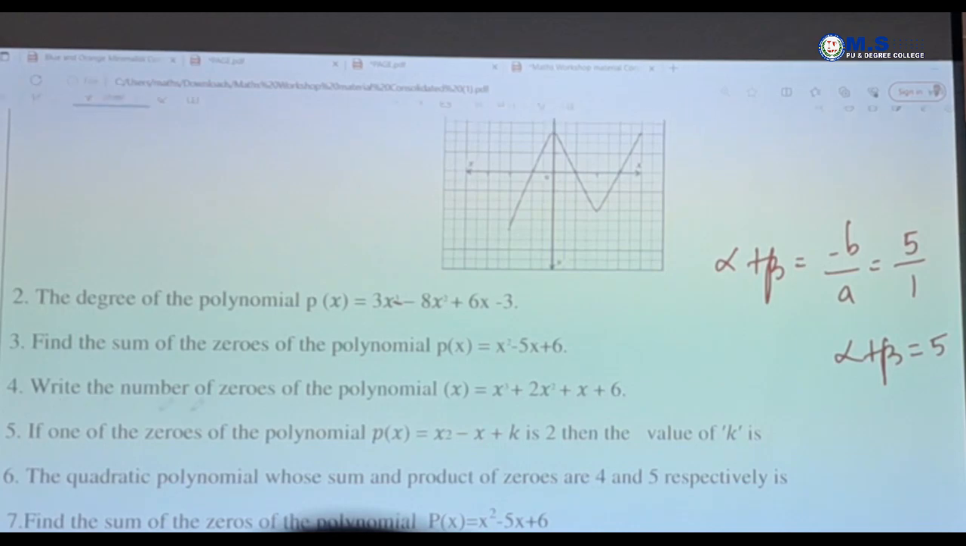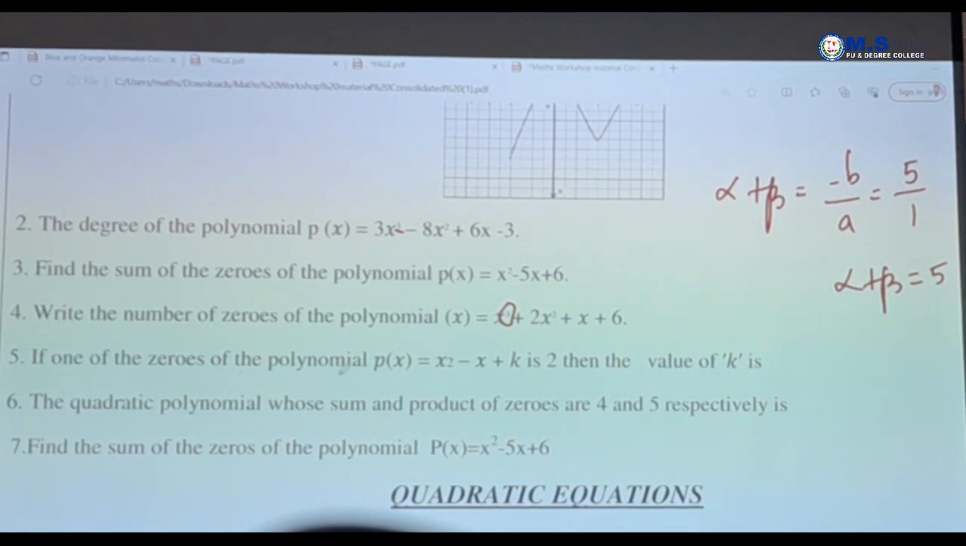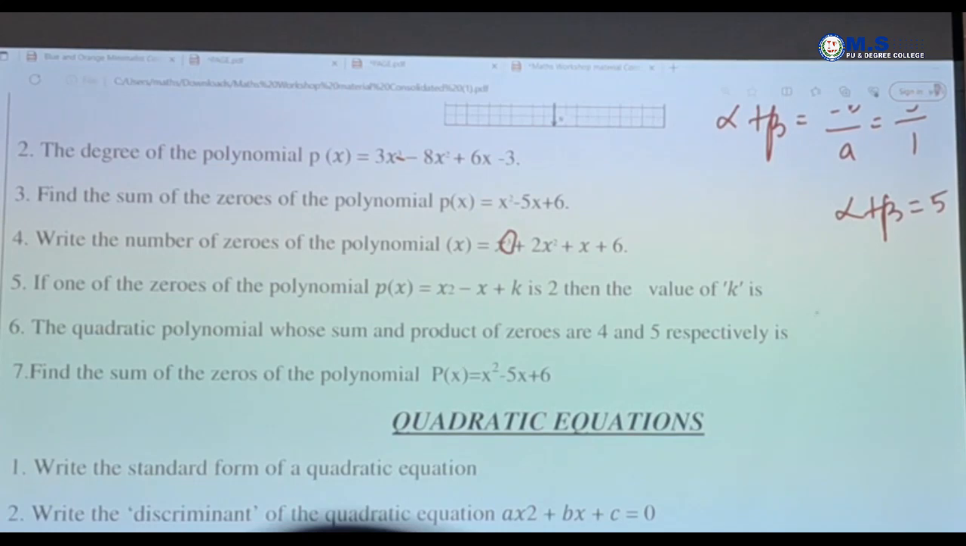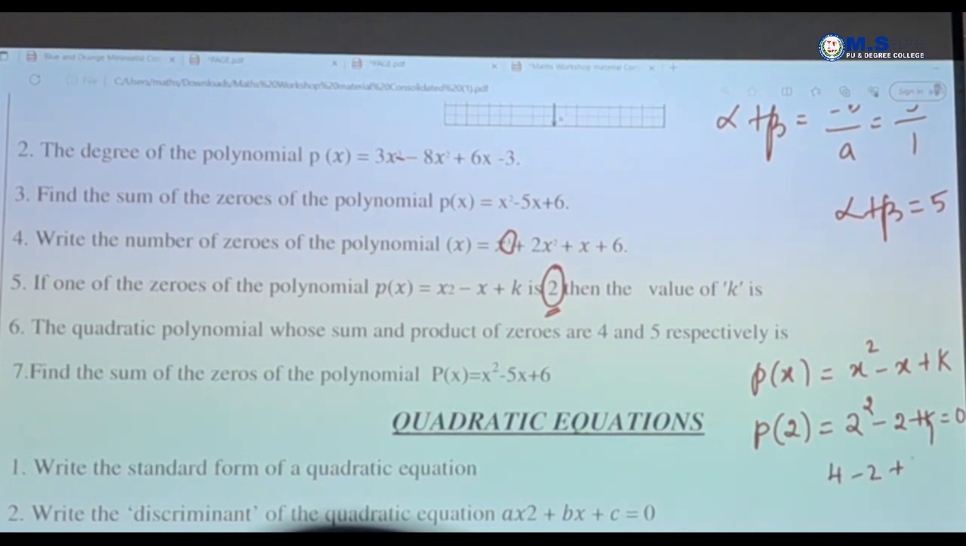Fourth question, write the number of zeros of the polynomial p of x. The highest power is 3, therefore the number of zeros will be 3. If one of the zeros of the polynomial p of x equals x squared minus x plus k. What is the value of the zero of the polynomial? It is 2. Now replace x by 2. P of 2 equals 2 square minus 2 plus k, which is equal to 0. What is 2 square? 4 minus 2 plus k equals 0. 4 minus 2 is 2, shift the plus 2 to RHS. It is minus 2. Okay?